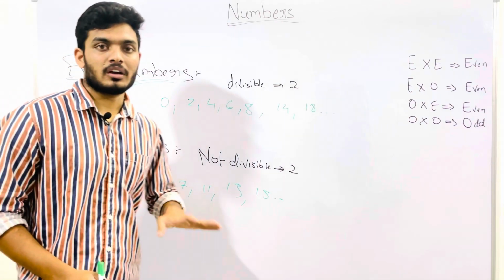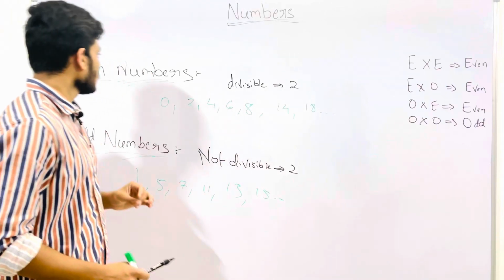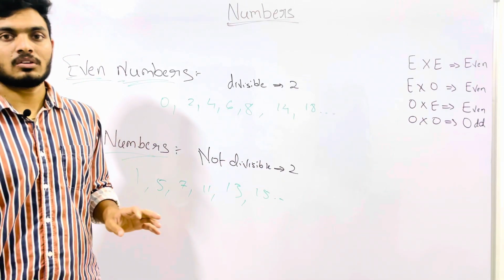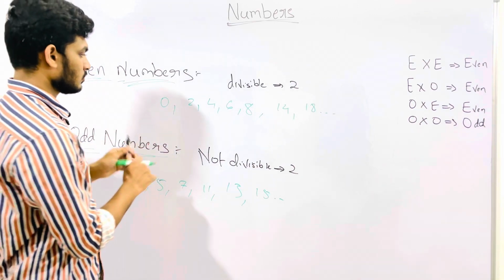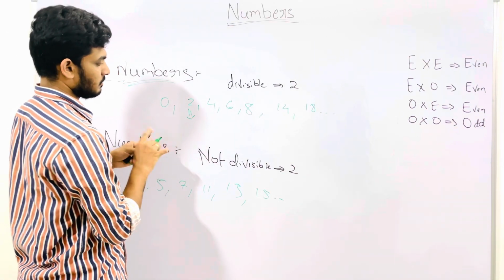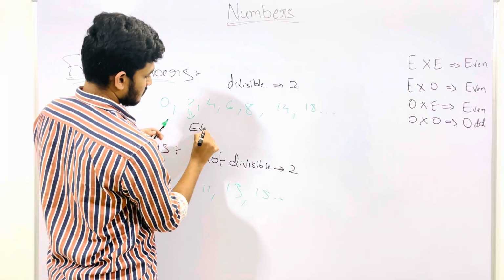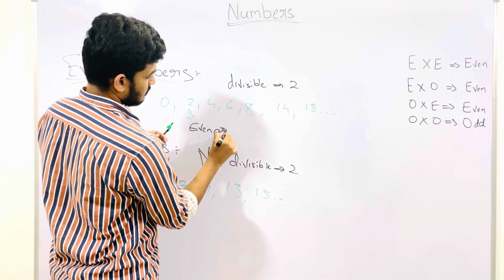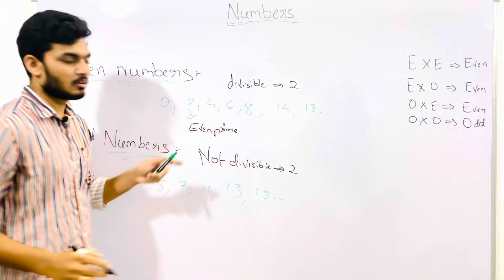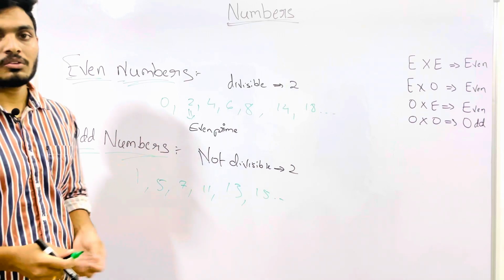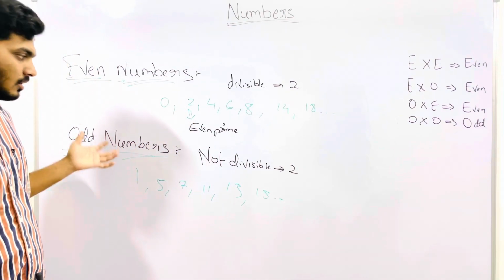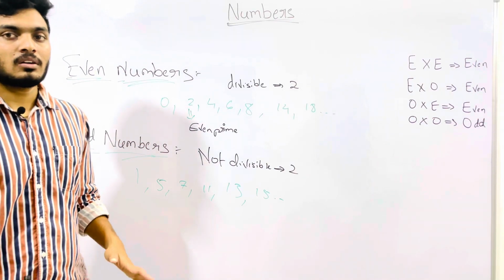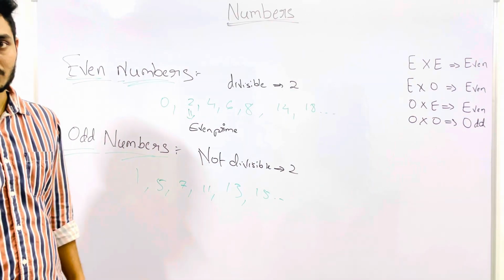An important point is that all the prime numbers are odd numbers except 2. So 2 is the only even prime. There may be a question: which is the only even prime? 2 is the only even prime, whereas all the other prime numbers are odd numbers, which are not divisible by 2.